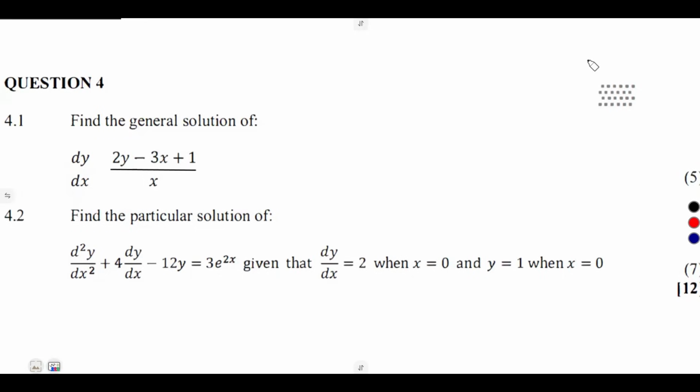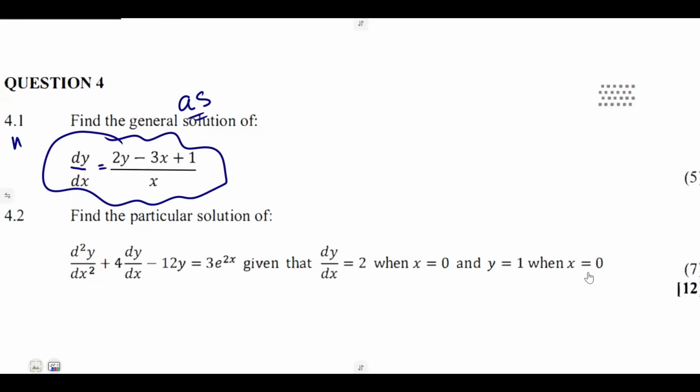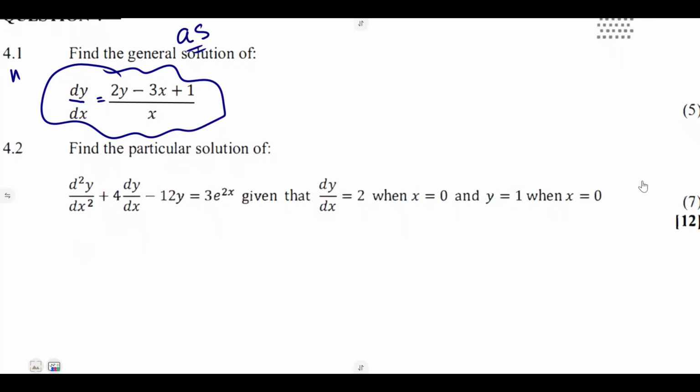So, as we are still working with our August 2025 exam, this is question number 4, which is part of our differential equations. That is 4.1. We were given to find the general solution of dy/dx, which is equal to this part. We're given that the derivative of y with respect to x is equal to that, and we had 5 marks for that.